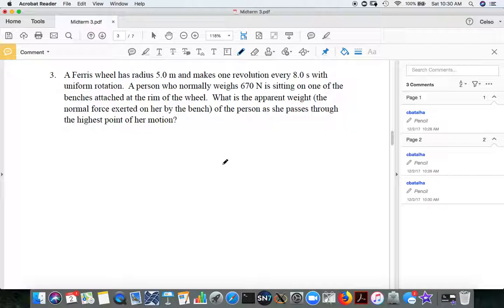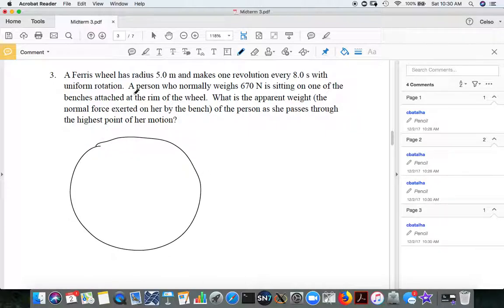Ferris wheel. I think this would be the most challenging problem in the exam that has to do with rotation. So we have a Ferris wheel that is a big circle that goes in a vertical, and the radius of it is 5 meters. Again, if there is rotation, there is centripetal acceleration, and it makes one revolution every 8 seconds. So this is the first part of the problem, that you have information given, but not directly, right?